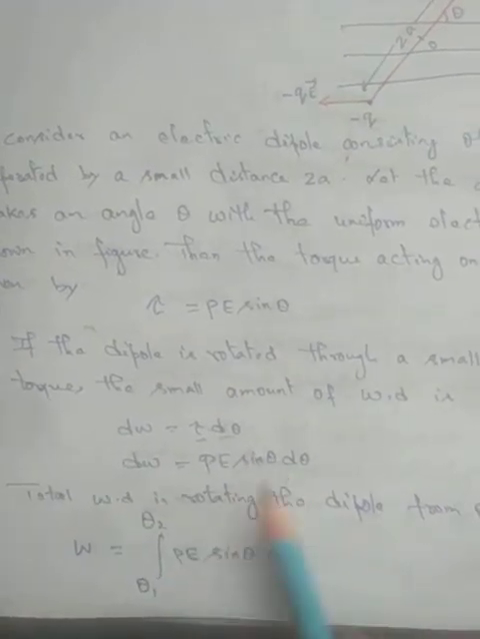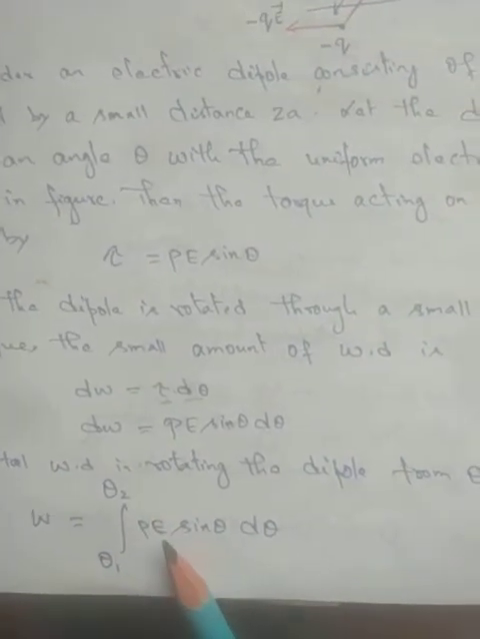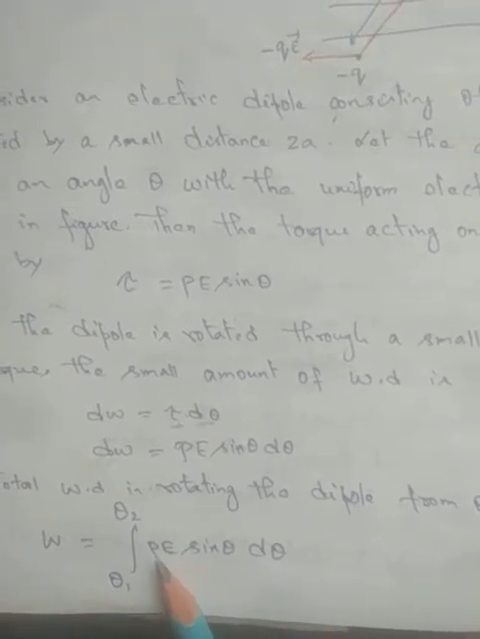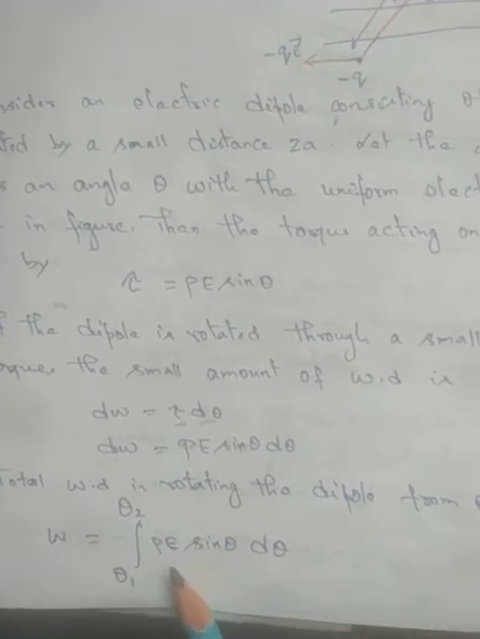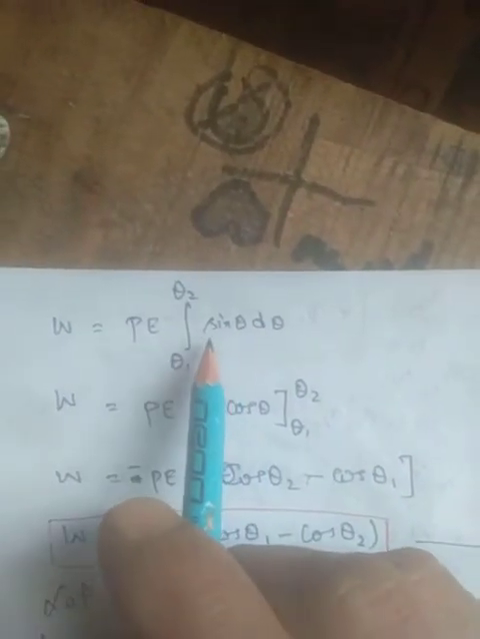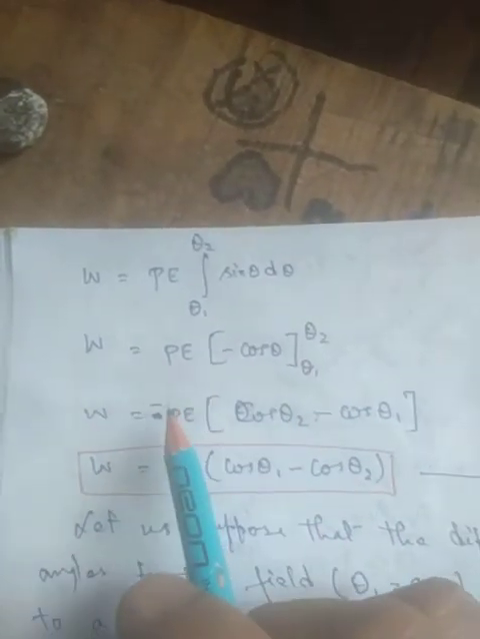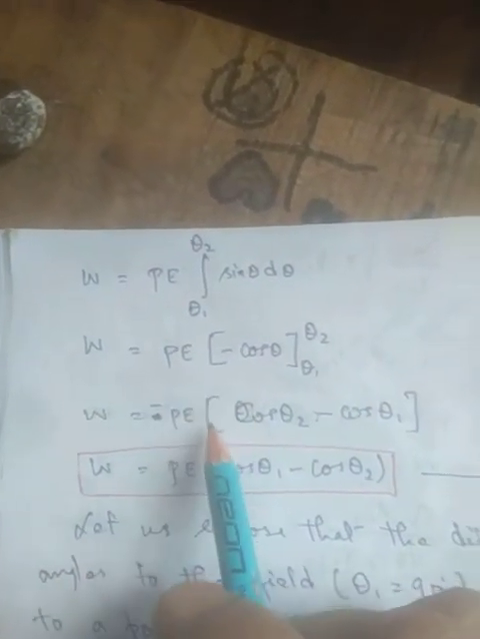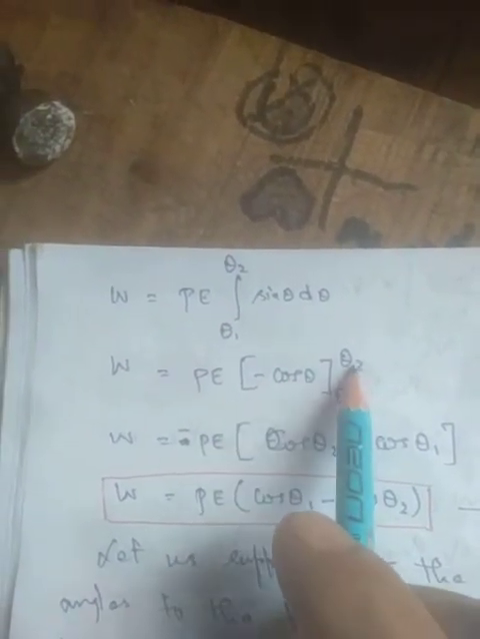Integrating the right hand side, the limit is from theta 1 to theta 2, and then P E sin theta. P and E are constants, so we take them outside the integration, and inside the integration you have only sin theta d theta, like I have shown here. The integration of sin theta is minus cos theta, with these limits of integration. Now taking this minus outside, inside you substitute the limits of integration instead of cos theta, where the upper limit is theta 2.